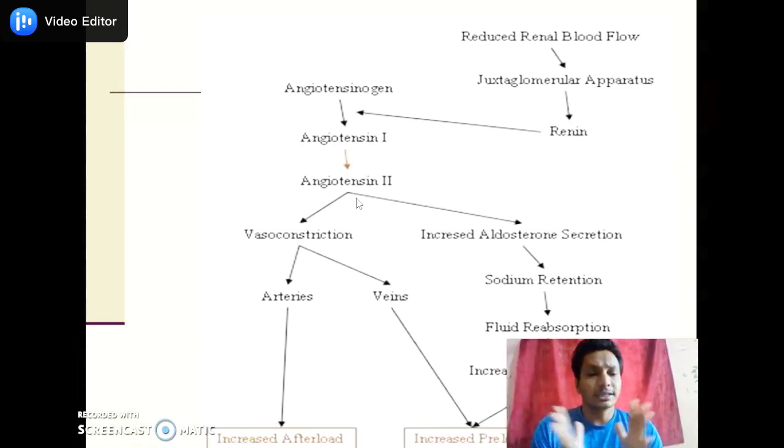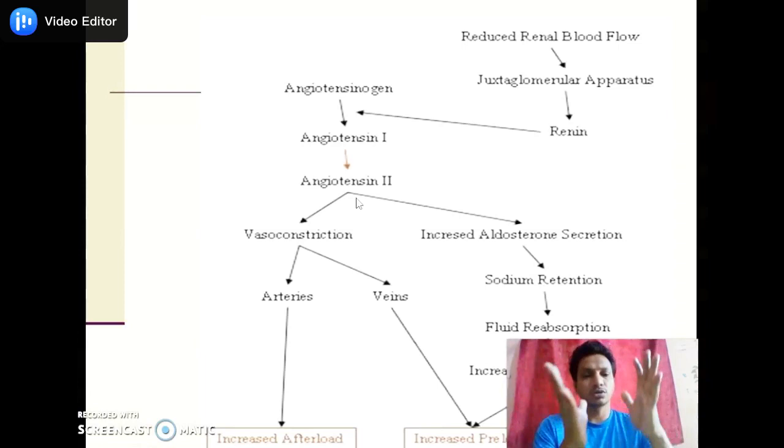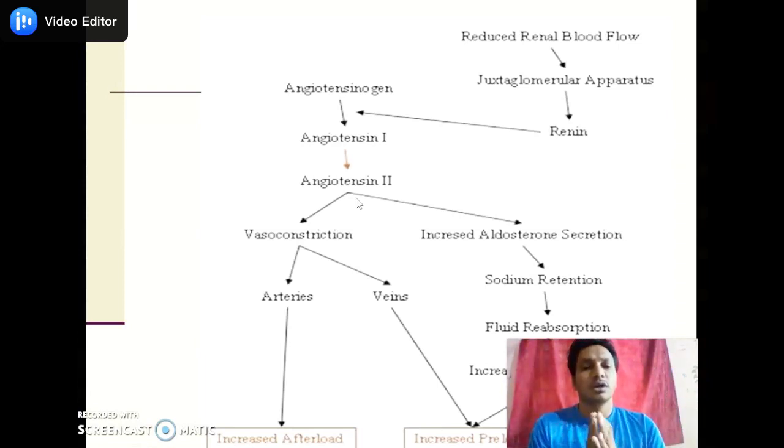This aldosterone later increases the retention of sodium in our body. Then it causes fluid reabsorption and increases blood volume. So aldosterone increases the blood volume of the blood vessels, and this ultimately increases the preload in the veins, and this controls our normal blood pressure. If it is decreased, it is controlled back to the normal one, that is 120 by 80 mmHg, and if it is increased, it is controlled downward toward the normal range, that is 120 mmHg systolic.